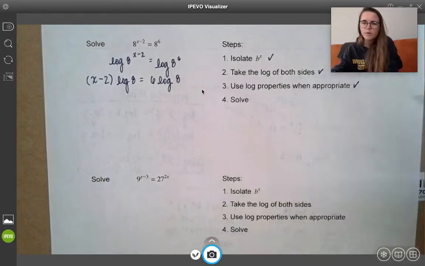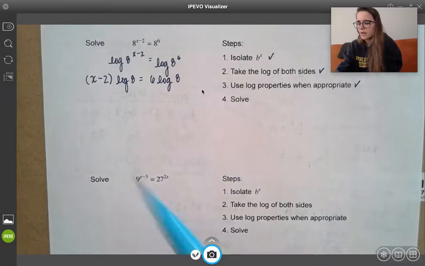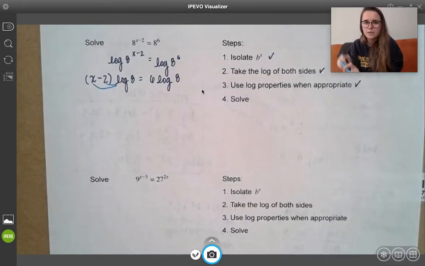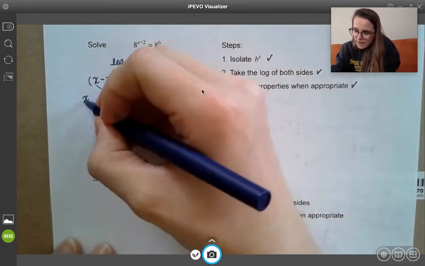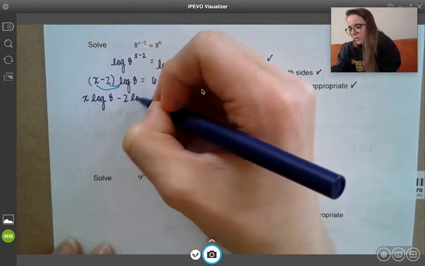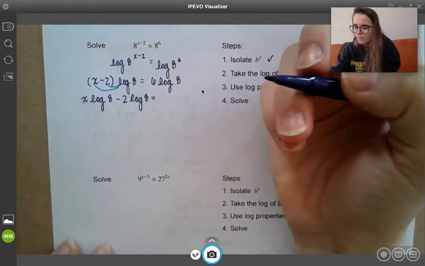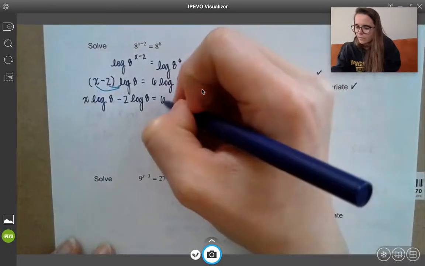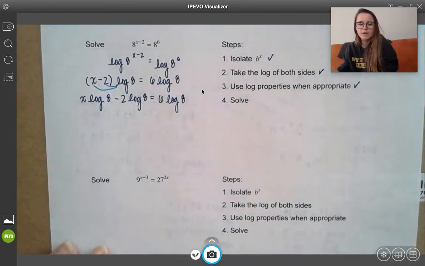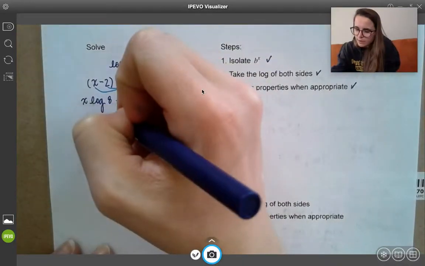Now to solve, we're going to have to do a few steps. First, let's go ahead and distribute this x minus 2 through. So we get x log 8 minus 2 log 8, if we take that x minus 2 and multiply it through. And this side, we're going to leave the same. Let's go ahead and add 2 log 8 to both sides.